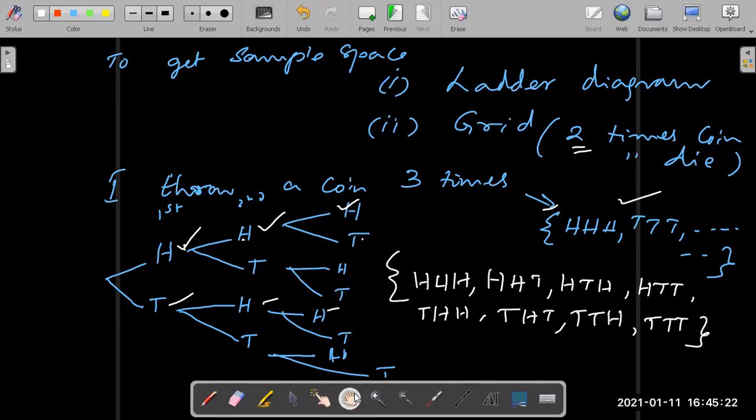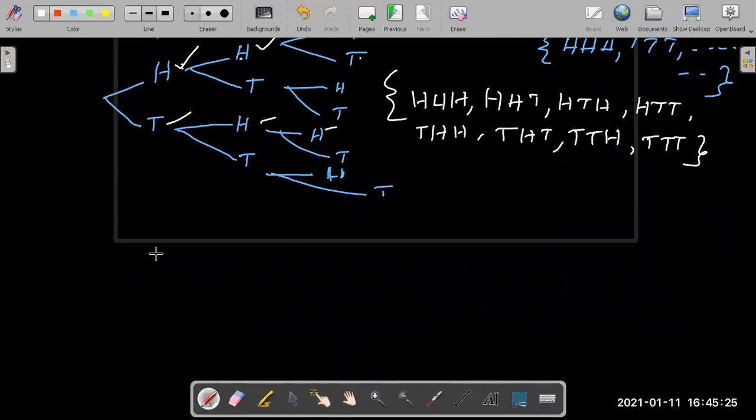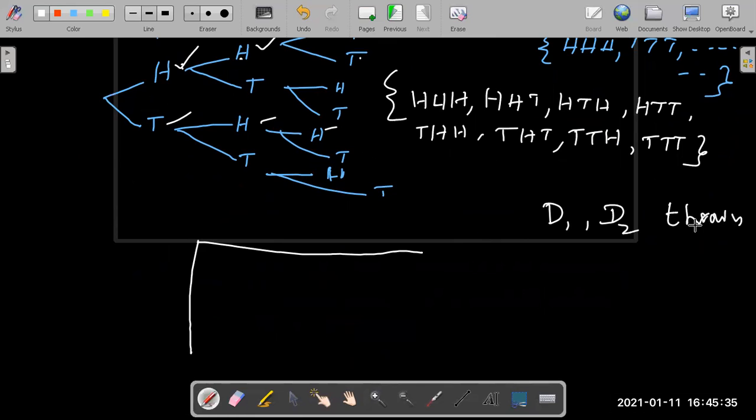So let's see how I use the grid. For example, 2 dice are thrown, dice 1 and dice 2. They are thrown. So I want to find out the sample space. So the sample space can be 1, this side possibilities for dice 1, this side possibilities for dice 2. So it can be 1, it can be 2, it can be 3, it can be 4, it can be 5, or it can be 6. It can be 2, 3, 4, 5, or 6.